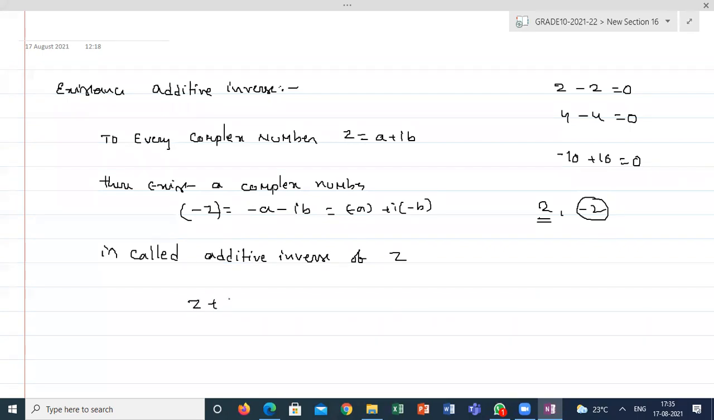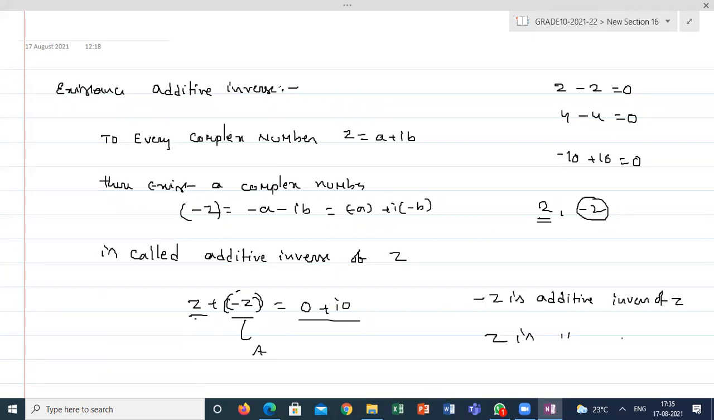So Z plus minus Z is equal to 0 plus i0. So for any number, if there exists another number such that after adding that number to the number I'm getting 0, then this number is called the additive inverse of Z. So minus Z is the additive inverse of Z, or Z is the additive inverse of minus Z. Like 2 is the additive inverse of minus 2, or minus 2 is the additive inverse of plus 2. Is it clear? Existence of the additive inverse.